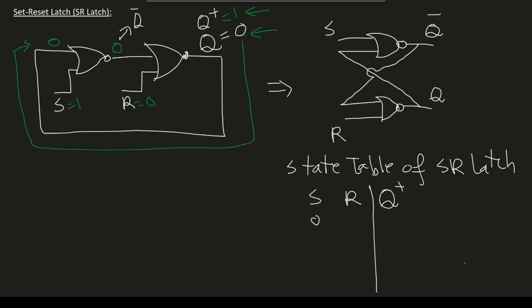When S is 0 and R is 0, the output will be Q, or in other words, no change to the output. When S is 0 and R is 1, the output will be 0. When S is 1 and R is 0, the output will always be 1. When S is 1 and R is 1, this is an invalid state, or not allowed.